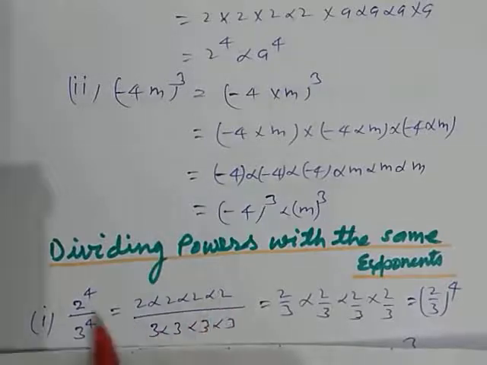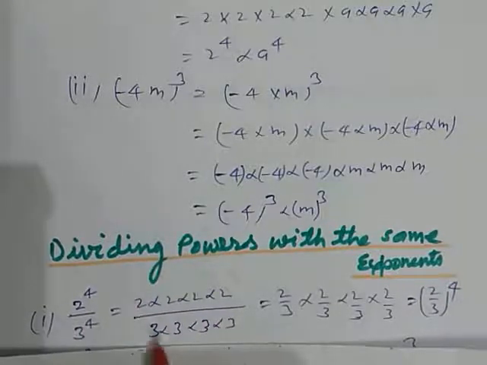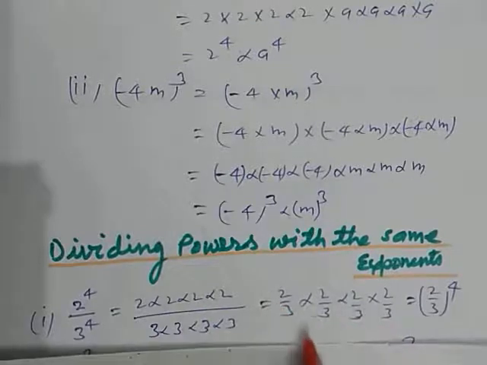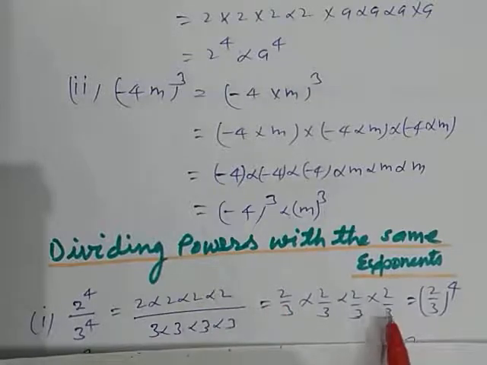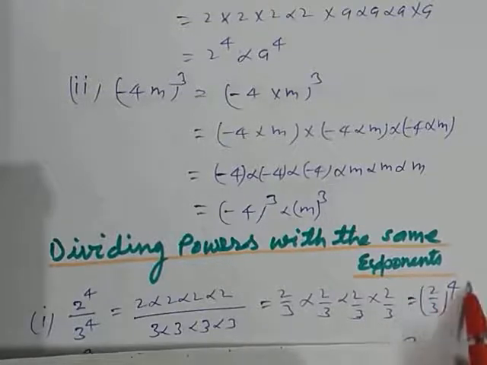First we expand them. 2 four times we multiply, 3 four times we multiply. Now we can take them separately, 2 by 3, 2 by 3, 2 by 3, 2 by 3 like this. So this becomes 2 by 3 multiplying 4 times. So we can write this as (2 by 3) whole power 4.